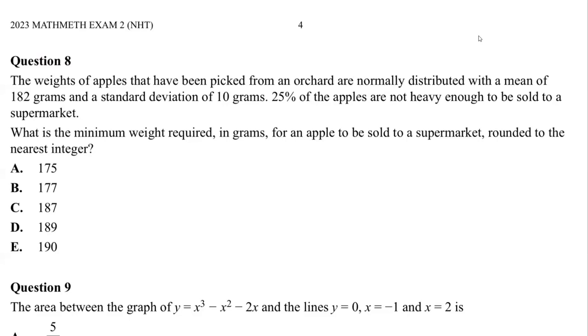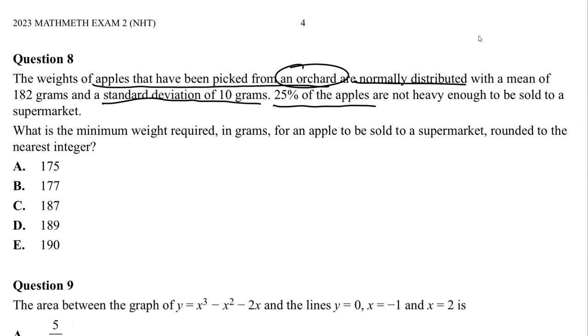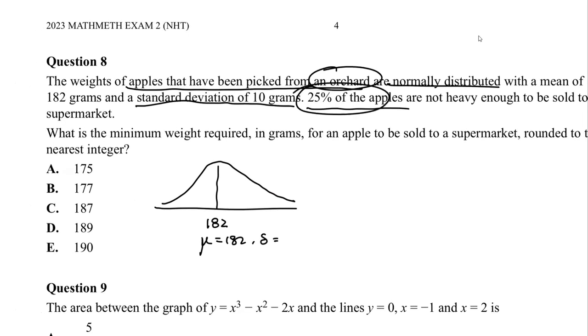Okay. The weight of apples that have been picked from a farm are normally distributed with a mean of 182 grams and a standard deviation of 10 grams. 25% of the apples are not heavy enough to be sold to supermarkets. Normal distribution, 182 grams. Standard deviation is 10. That's the mu value. And the lowest 25% will be rejected, okay? So the area under this bit is 0.25.